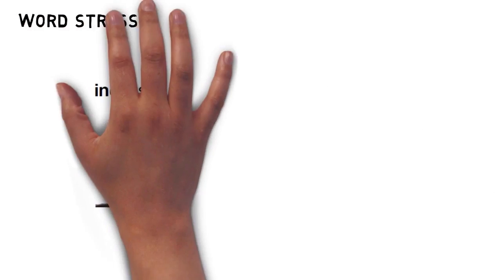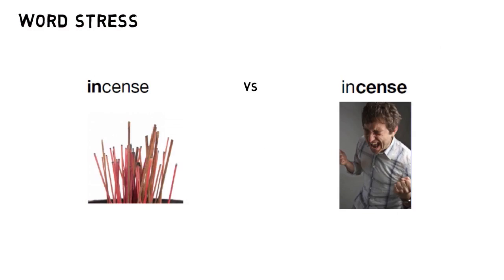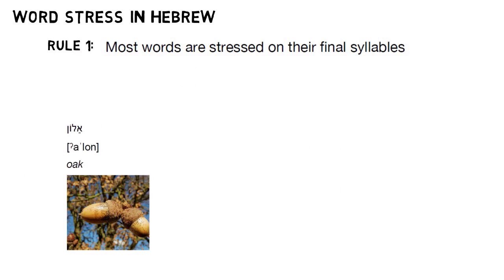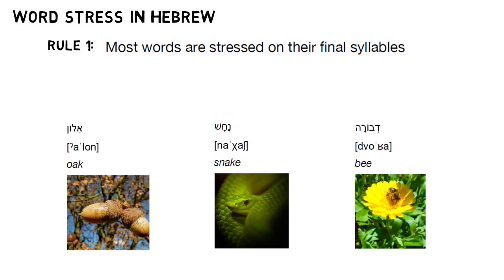There's one last thing I'd like to cover in this video, which is to briefly discuss word stress in Hebrew and how it ties in with the vowels. In English, a stressed syllable can entirely change the meaning of a word. We have, for instance, incense and incense. Now, stress is just as important in Hebrew, and it's a little more predictable than English. There are basically two rules to know. The first and the most important rule is that most words are stressed on their final syllables. That gives you words like alon, nachash, and dvorah. And just to point out how IPA marks stress, you may notice a tiny line that looks a little like a single quote. That symbol means you should stress the syllable that comes right after it.